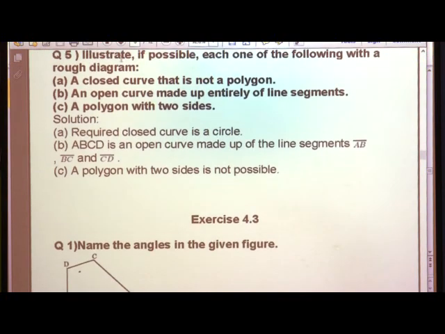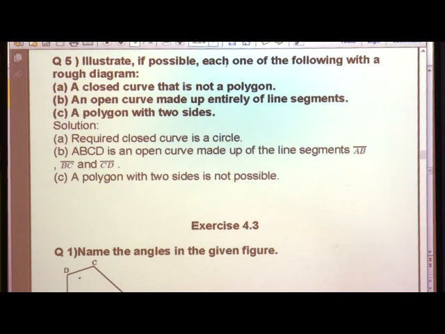Next question. Illustrate if possible each one of the following with a rough diagram. See the first one, a closed curve that is not a polygon. You have to draw a closed curve which is not a polygon. It means it should not contain any line segments, but it should be a closed curve. So the required closed curve is a circle. It is a circle which is not a polygon.